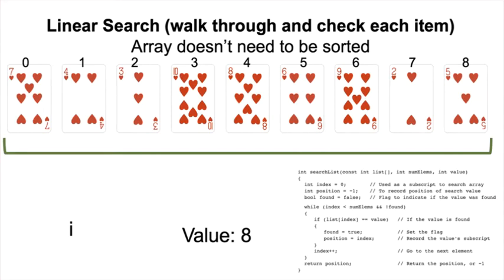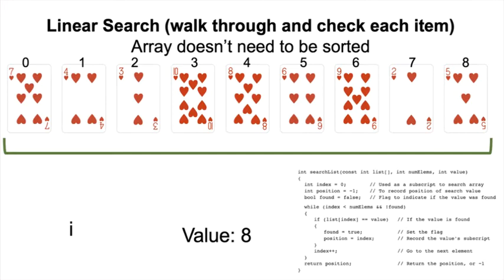Hi everyone. In this video, I'm going to go through a trace of how linear search works. So linear search is a searching algorithm that walks through and checks each item, trying to see if it is the value we're searching for. One thing that's nice about linear search versus, say, binary search is the array doesn't need to be sorted. But linear search is not as efficient as binary search, because binary search takes advantage of the array being sorted to be a little bit faster than linear search.